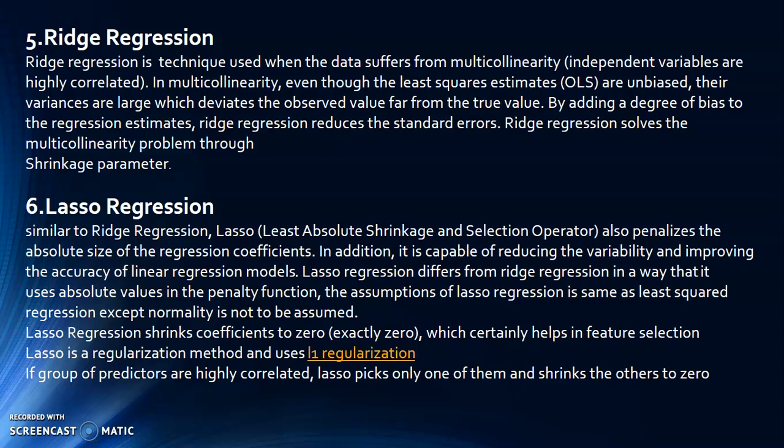Next, Lasso regression. Similar to Ridge regression, Lasso, which means least absolute shrinkage and selection operator, also penalizes the absolute size of the regression coefficient. In addition, it is capable of reducing the variability and improving the accuracy of linear regression models. Three important points about Lasso regression: Lasso regression shrinks coefficients to zero, which certainly helps in feature selection. Lasso is a regularization method and uses L1 regularization. If a group of predictors are highly correlated, Lasso picks only one of them and shrinks the others to zero.